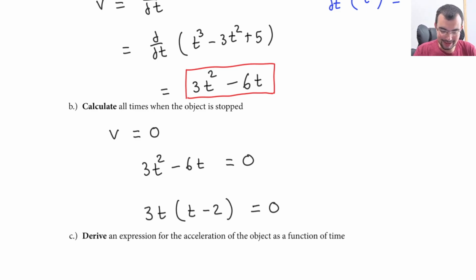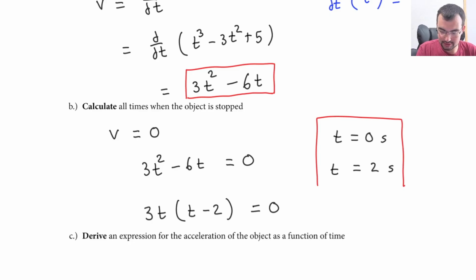How can I make 3t equal to 0? Well, I just plug in 0. How can I make t minus 2 equal to 0? Well, it's just 2. So there's 2 times where the object is stopped, which makes sense because it is a quadratic.